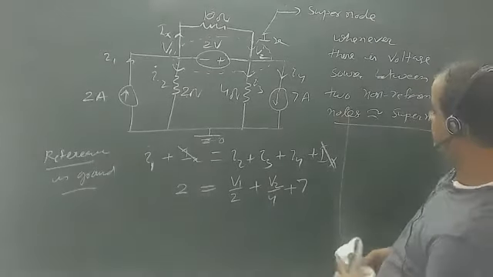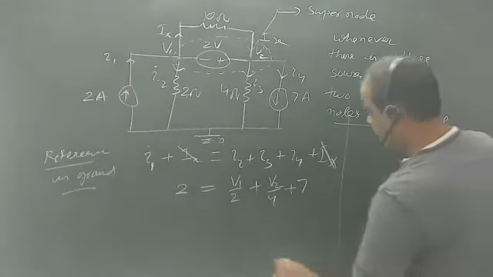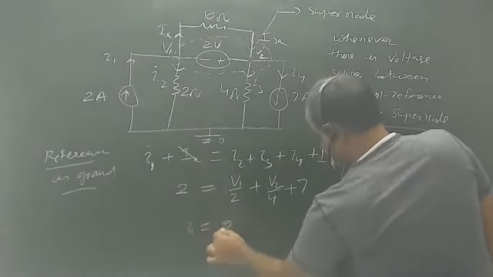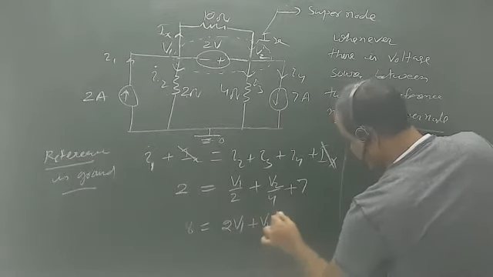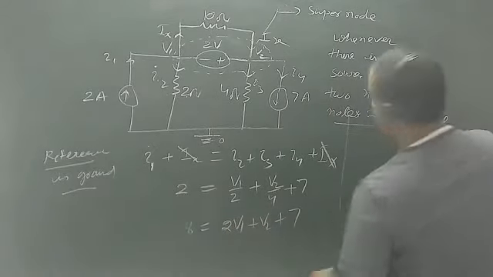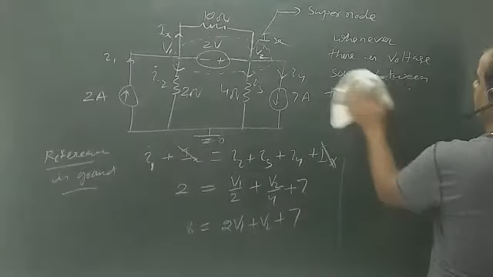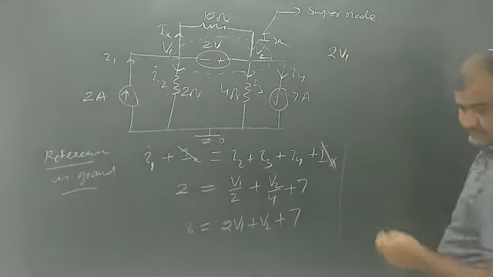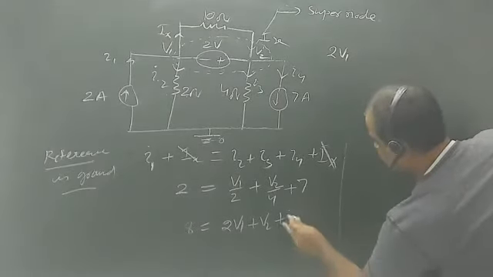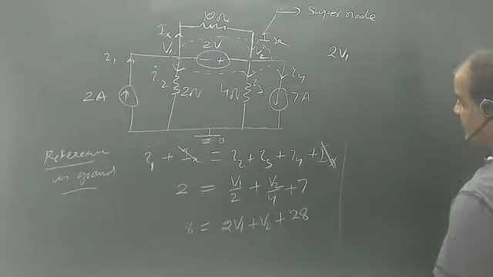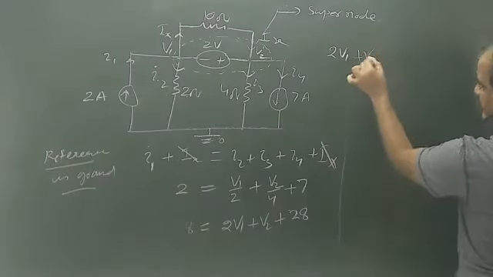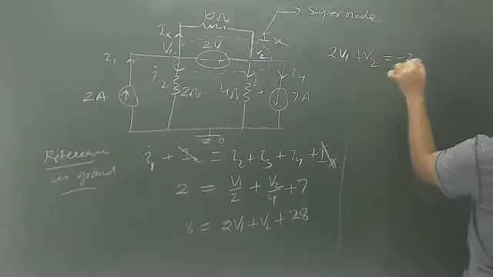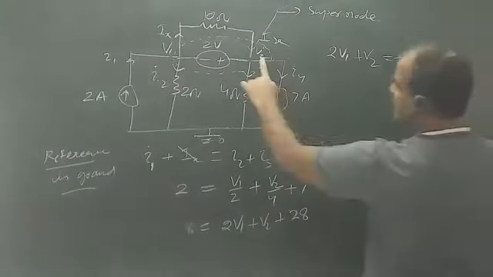So now, the distance how much is coming, multiply by this 4, this becomes 8. 2v1 plus v2 plus 7. Sir, instead of 7, wouldn't it be 28? How much will it be? 28. Yes, okay. Going to the other side, -20. So 2v1 plus v2 equals -20. And this is v2 minus v1 is given as 2 volts.